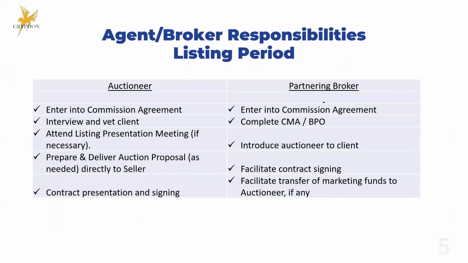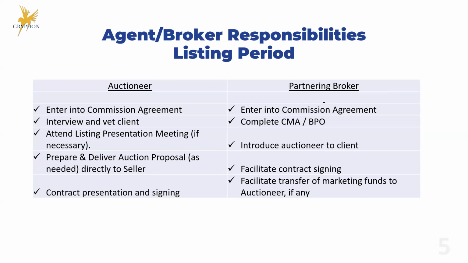So kind of going into the broker responsibilities and the auctioneer responsibilities, pretty simple. We're going to enter into the commission agreement. On our side, we're going to interview and vet the client, attend a listing presentation meeting. We do almost all of those as some folks are getting really comfortable with the contracts and the forms. Sometimes they do those themselves, but most of the time we're doing that either as a web call or a phone call and helping you guys close the listing contract with the seller.